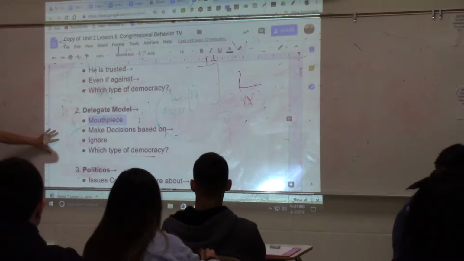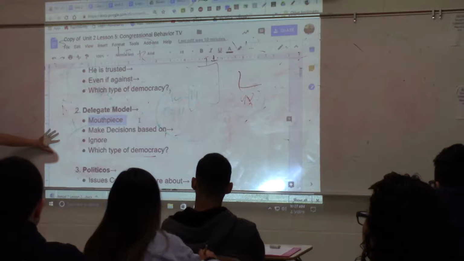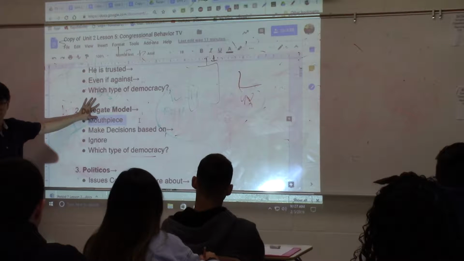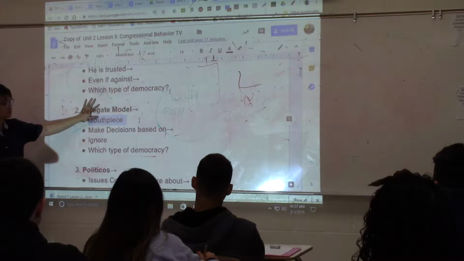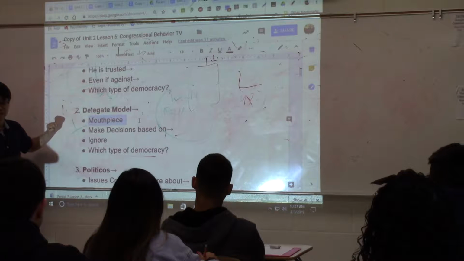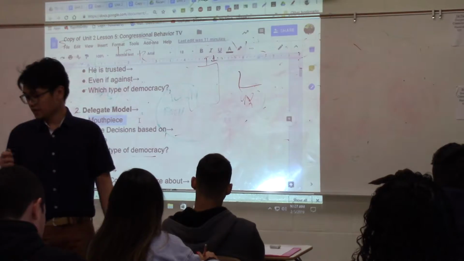If you are practicing the delegate model, how do you vote? The way your constituency wants you to vote. And in this case, since they support the wall, are you also going to support the wall? Yes, you are. Because you are merely a puppet for your constituents. You are a mouthpiece for your constituents. Does that make sense? Even if, so that sometimes means ignoring who? Ignoring yourself. Any questions on that?